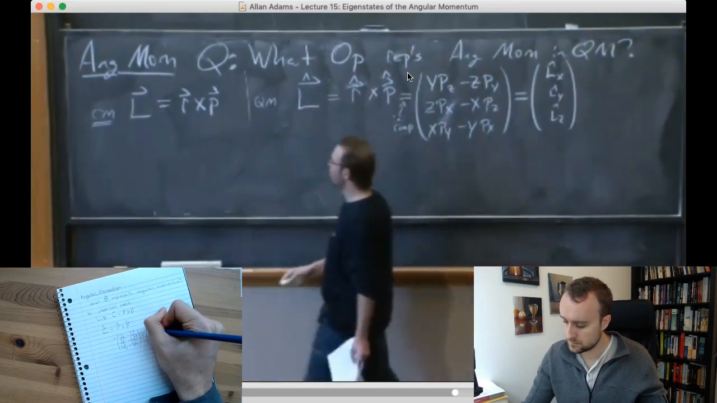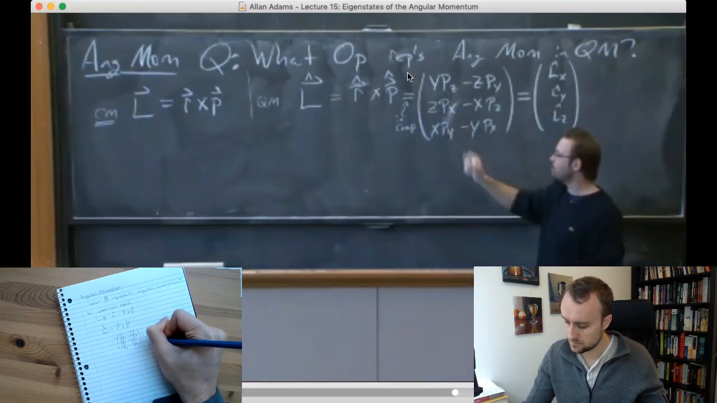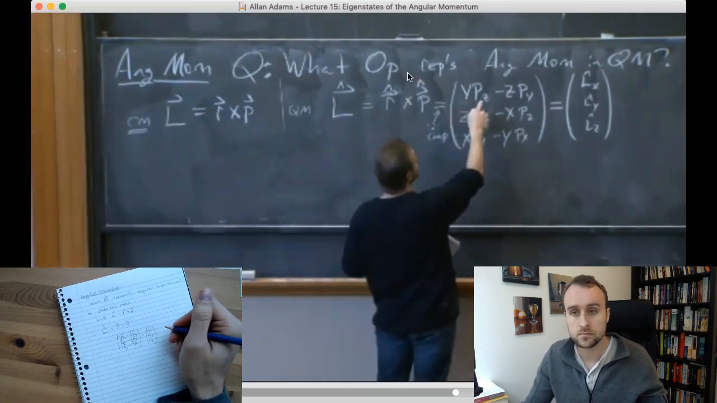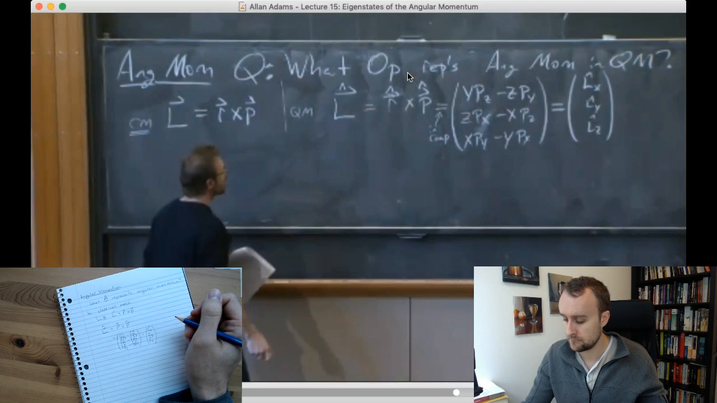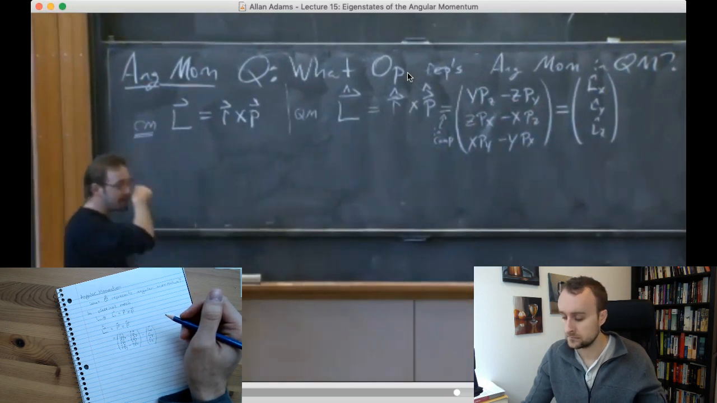And just for fun, I want to write this out. Because we know that Px, Py, and Pz can be expressed in terms of derivatives or differential operators, we can write the same operator in Cartesian coordinates in the following way. So clearly we can write this as y times h bar upon i dx, and z times h bar upon i dy. So we can write that in Cartesian coordinates as a differential operator.